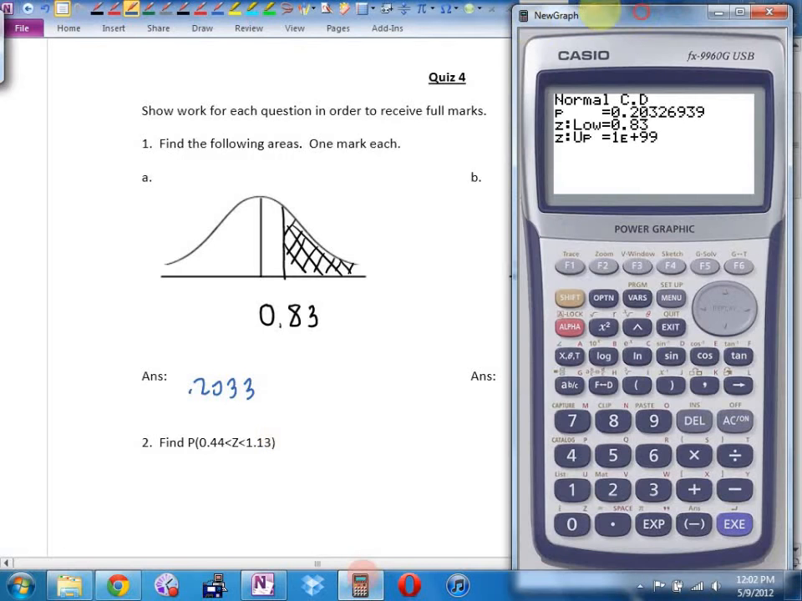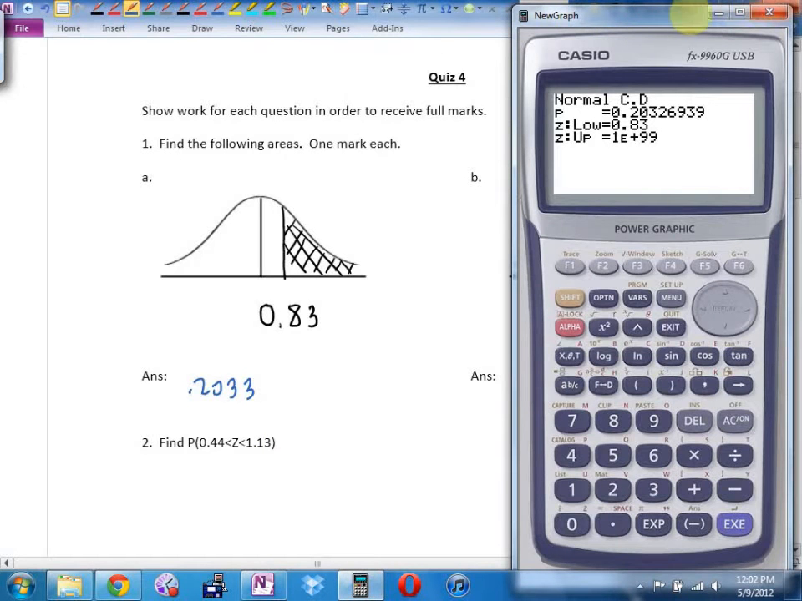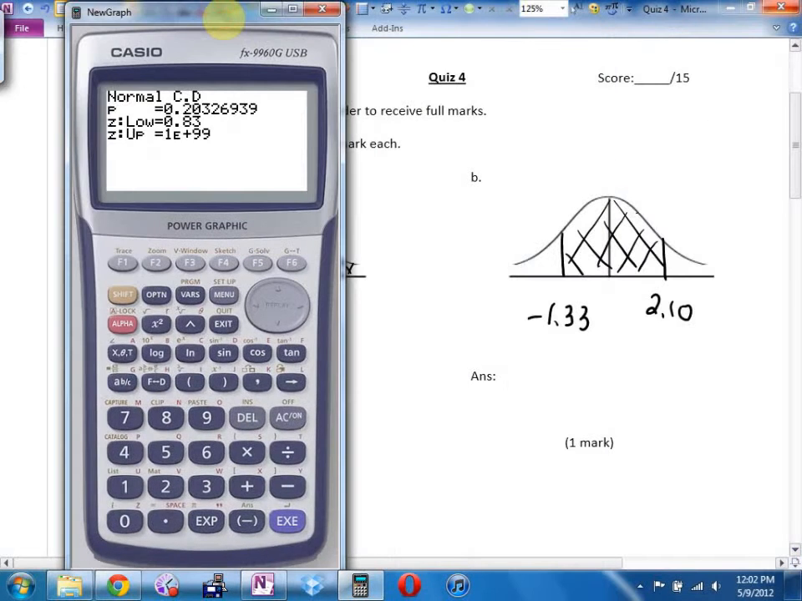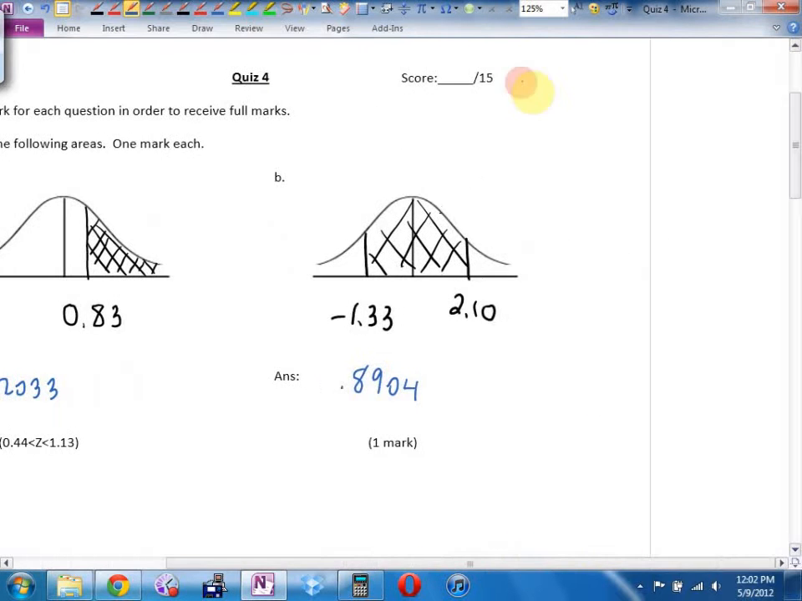B. Still haven't figured out when it does that and when it doesn't. The lower value is negative 1.33. Upper value is 2.10. Still the same mean and standard deviation. 0.8934, 0.8904. Yes? And just to make Nicole happy. There you go.